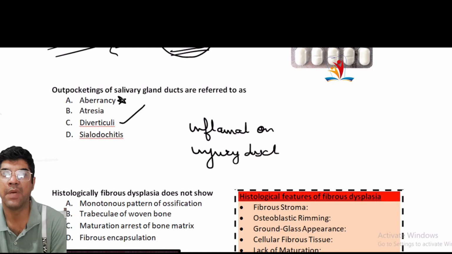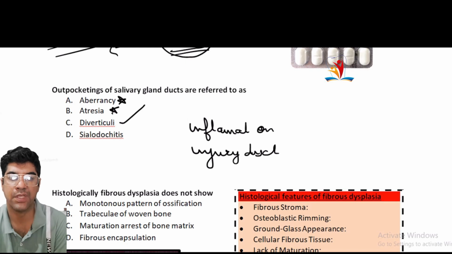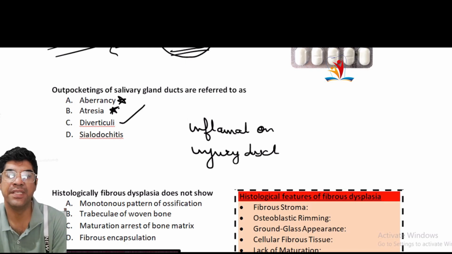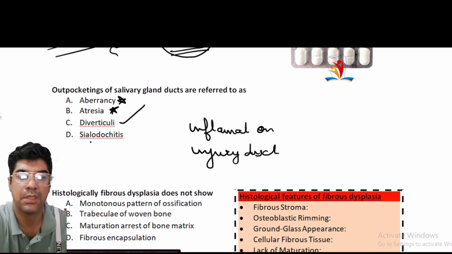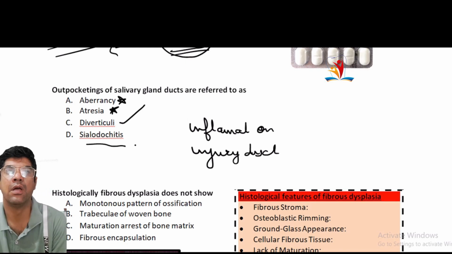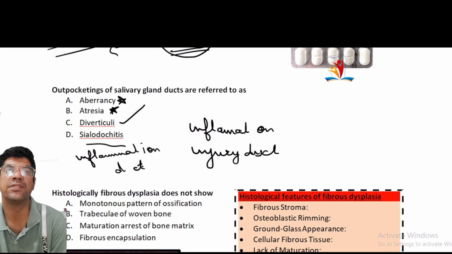The other term, aberrancy, means something that is deviating from the normal or expected course. The second term is atresia, which means complete closure or absence of a normal opening or passage in the body. The last term, sialodochitis, means inflammation of the salivary duct. So the inflammation of salivary ducts is sialodochitis.